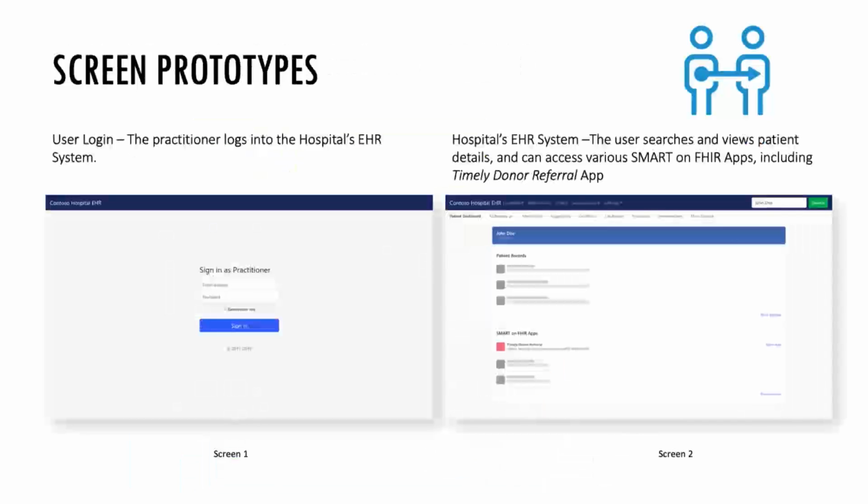Screen 1, the user login screen, demonstrates that proper authentication is imperative to our solution. In most cases, this authentication will be handled by the hospital's own EHR system. The user, a practitioner, logs into the hospital's EHR and upon successful authentication will be presented with Screen 2. Screen 2 allows the practitioner to search for a certain patient that is ready to donate organs, such as John Doe in this example. At this point, the practitioner will be able to select the Timely Donor Referral app, as it is integrated seamlessly into the hospital's EHR system as a SMART on FHIR application.